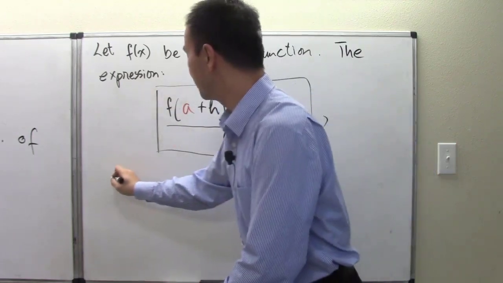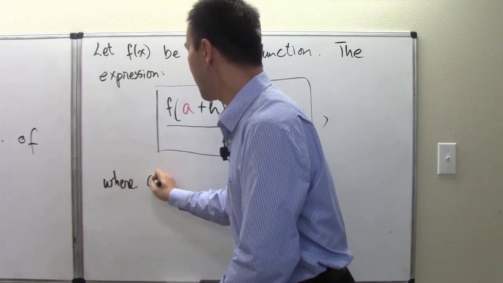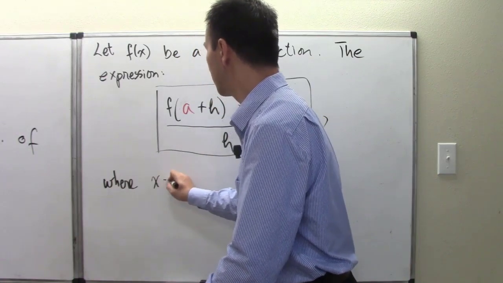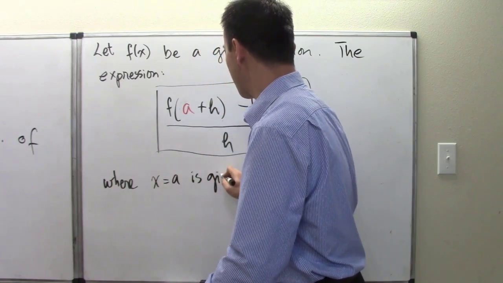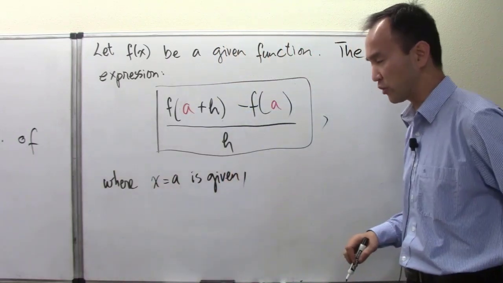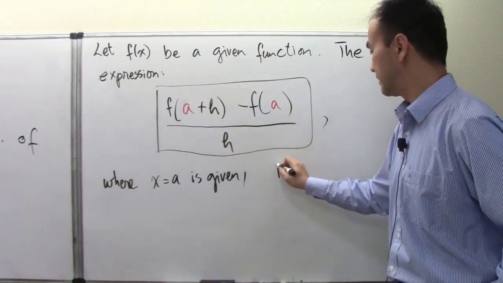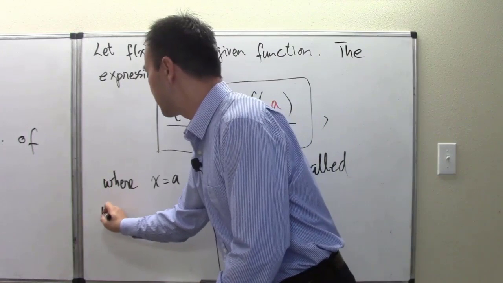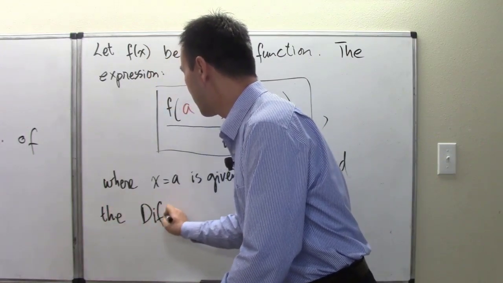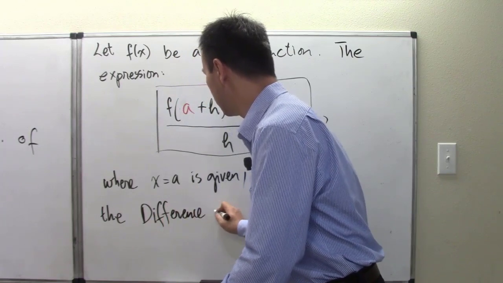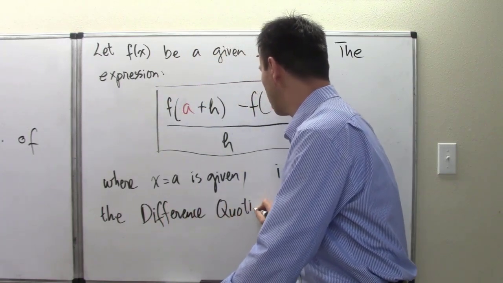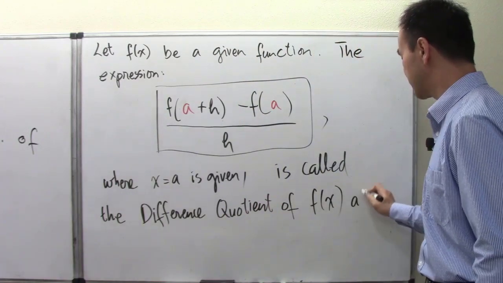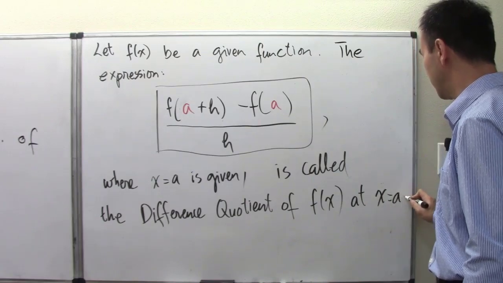Put a comma here for me, and put a little note where x equals a is given. So x equals a is also given. But in the end, this expression is called the difference quotient of the function f of x at x equals a.